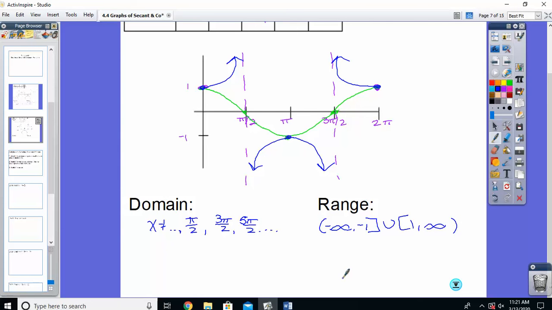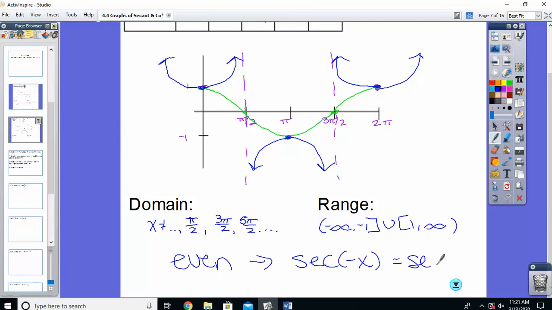Is this one even or odd? Even. If you finish this off, you just get the other half of that parabola here. If you flip this graph over the y-axis, it overlaps itself. So this is even, which means if you have secant of a negative angle, you can just drop the negative. What was our one other even function? Cosine. Cosine and its reciprocal, secant, are even. The other 4 are odd, so you would have to pull the negative out.